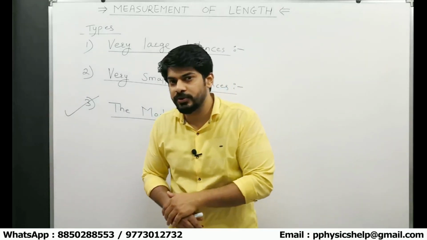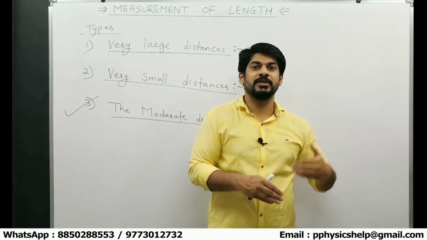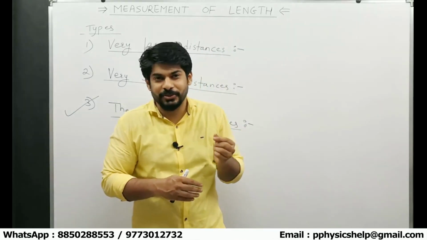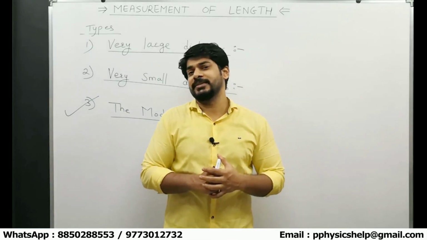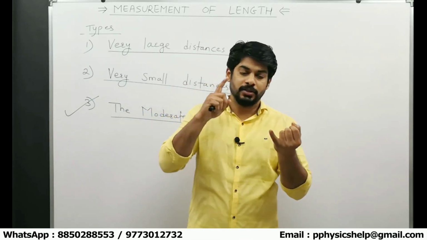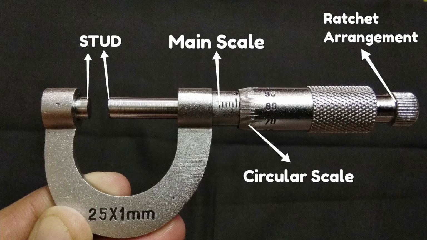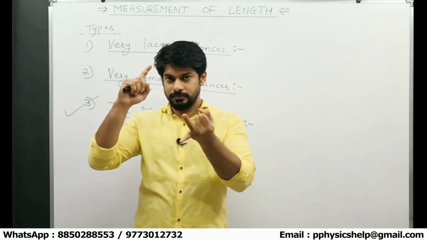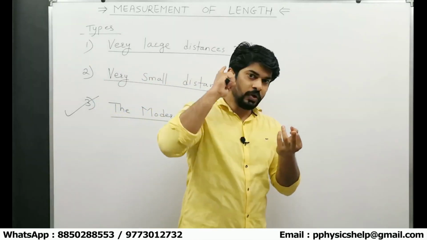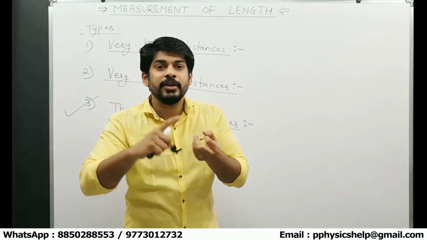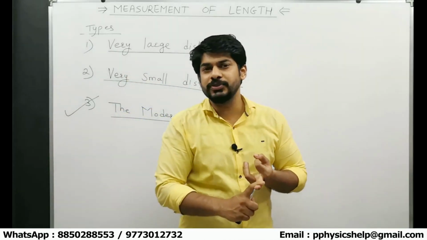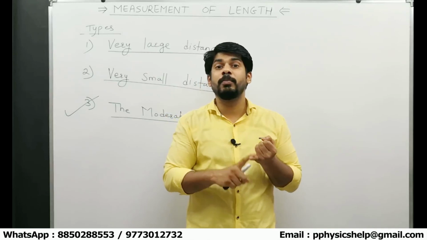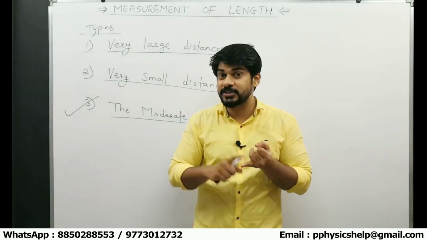So let's talk about them. How do we exactly do it? First of all, starting with the size of a paper and the size of a hair, for such things we use instruments like the vernier caliper, the micrometer screw gauge and the traveling microscope. Using these kinds of instruments we can measure sizes of the order of 10 raised to minus 5 to 10 raised to minus 6 meters.